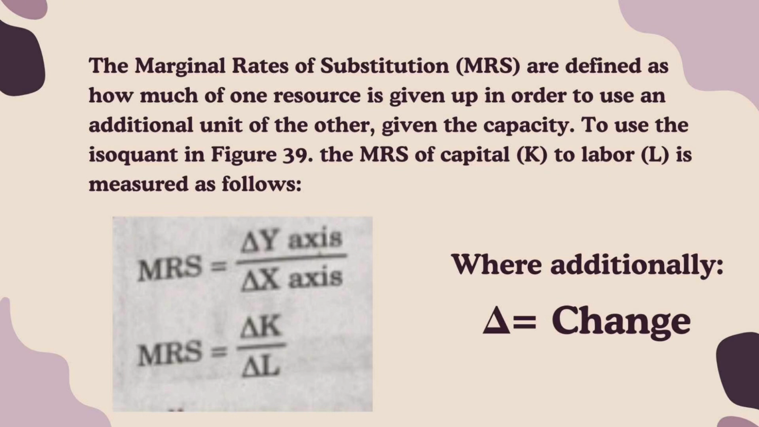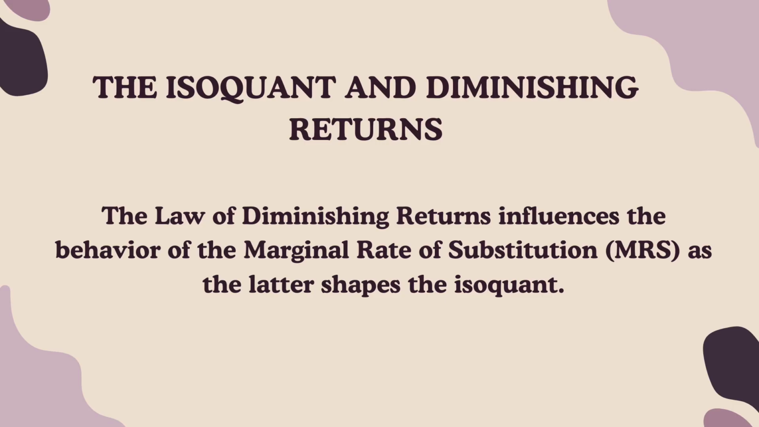MRS equals change in K over change in L. The isoquant and diminishing return. The law of diminishing return influences the behavior of the marginal rate of substitution (MRS) as the latter shapes the isoquant. In an isoquant, diminishing return means that as labor L is added, the additional output produced by each extra unit of labor will gradually decrease if capital K is held constant.